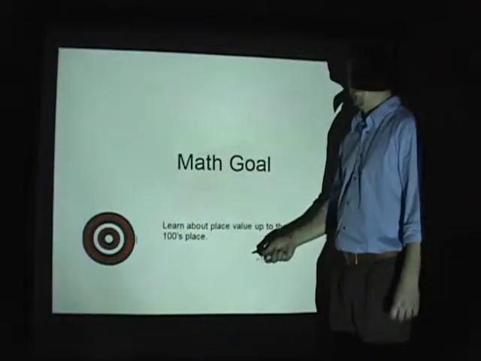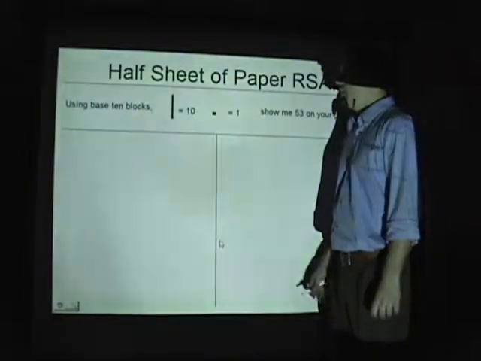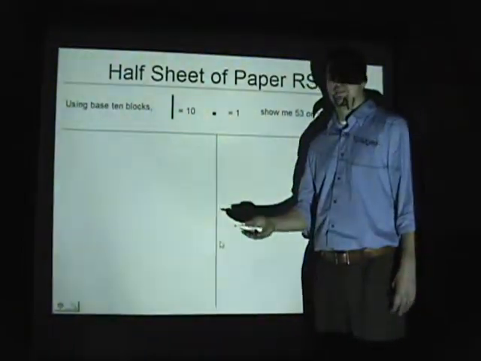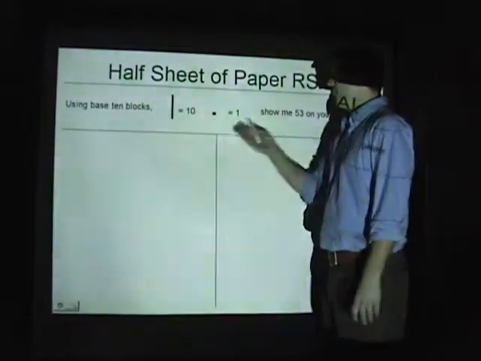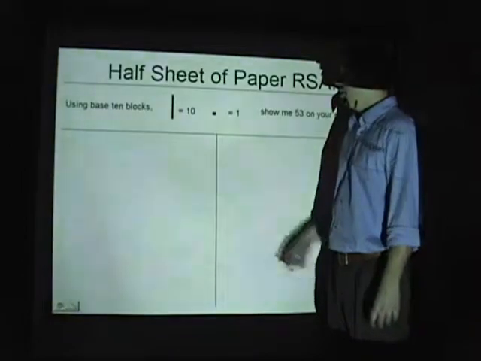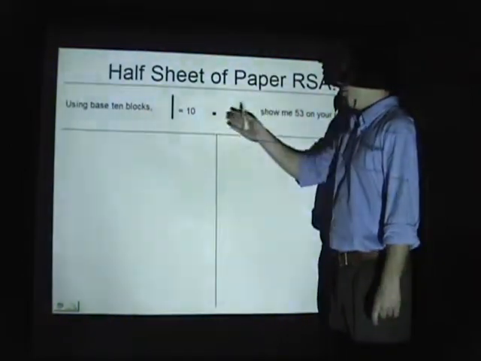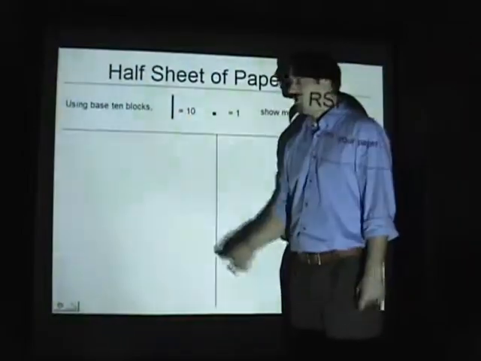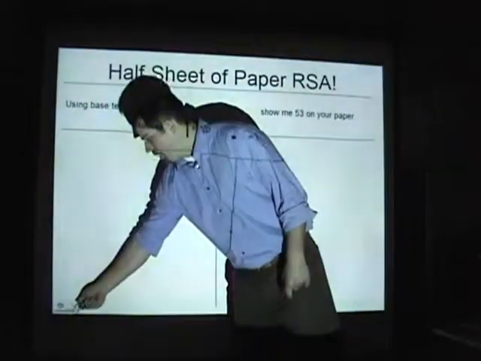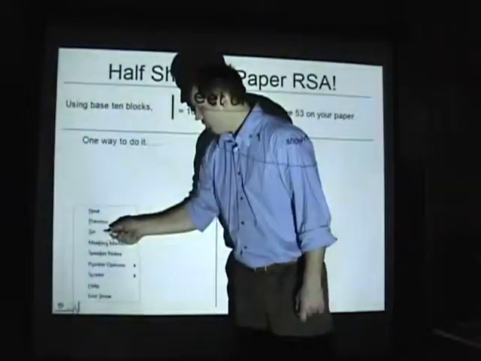So every day we'll identify a math goal. This one was about using base 10 blocks to show numbers and to create an understanding of the place value system. To start their day, I'll give them one number to show me. I think the number for this lesson was 53. They'll do this on their own, and then afterwards we can come back and check it.